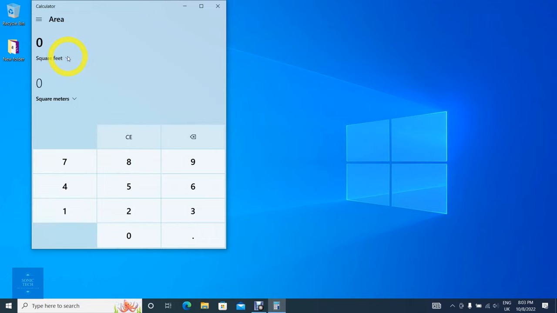For area converter, you can convert between square meters, hectares, square inches, acres, square miles, and many other options.